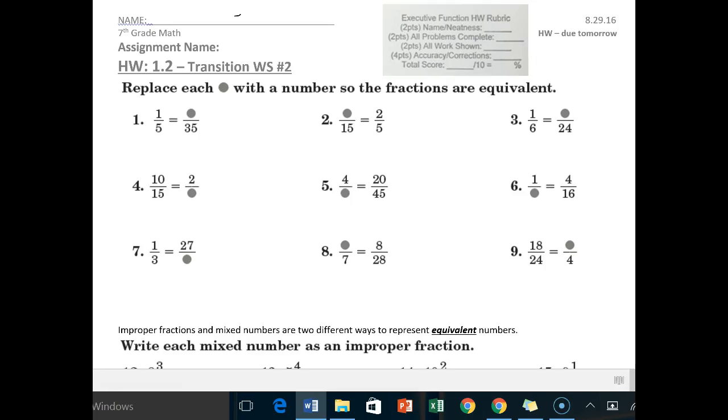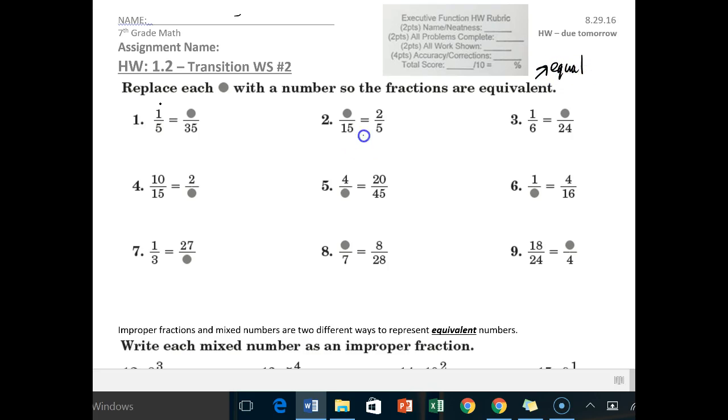I'm going to walk you through homework 1.2, transition worksheet number 2. I'll be doing the odds. Follow along exactly how I do them so you can do the evens. So it says replace each blank with a number so the fractions are equivalent. What does the word equivalent mean? It means equal. Yes, you should write this down.